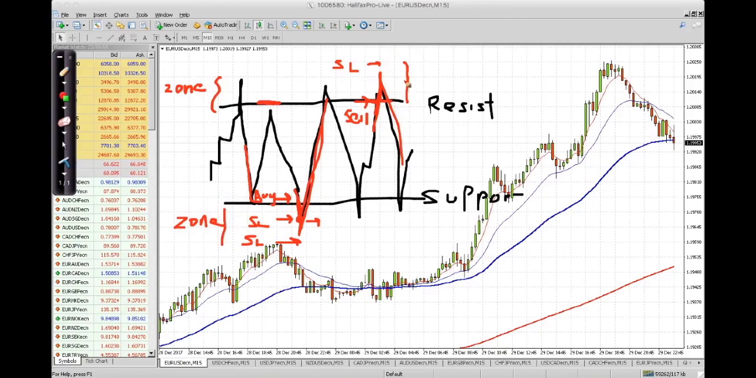All right, now you may say, okay, how much is that zone? How much buffer do I give? In general, I would say between 8 to 12 pips.